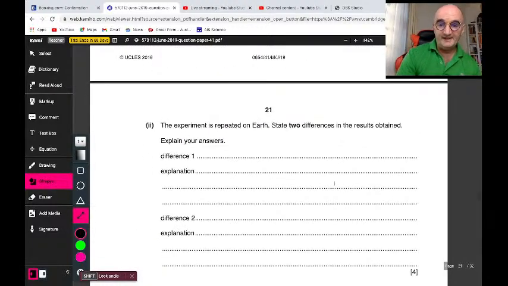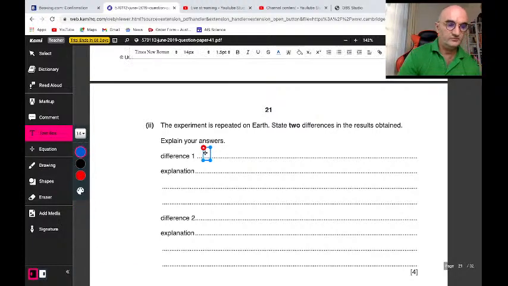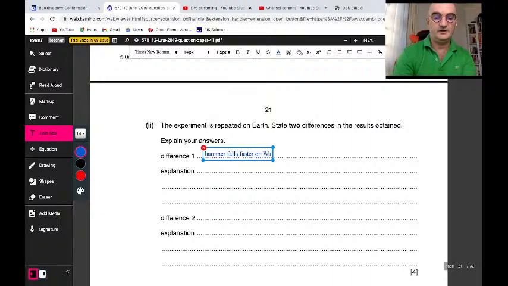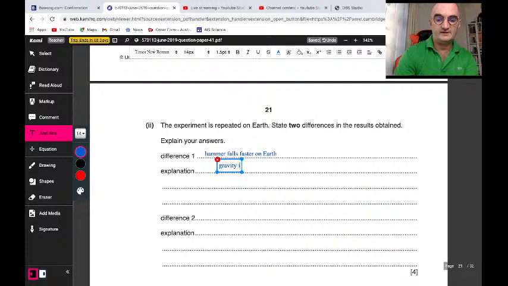The experiment is repeated on Earth. We should all know the acceleration due to gravity on Earth. Two differences in the results obtained. Well, what's going to be difference one? What's going to happen to the hammer on Earth? Well, the hammer's going to fall faster on Earth, isn't it? Why is it going to fall faster on Earth? Well, yes, you are correct. Gravity is greater on Earth.